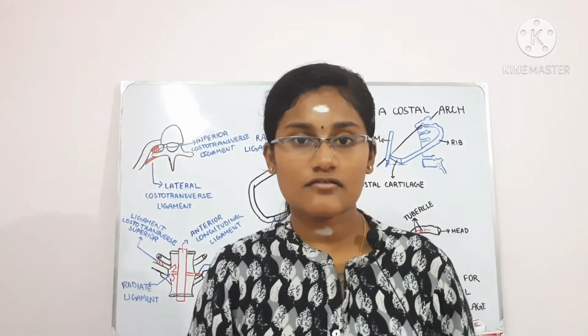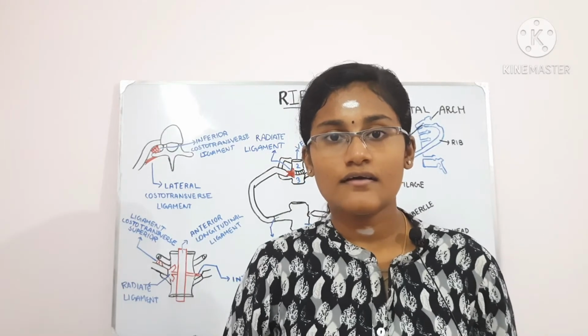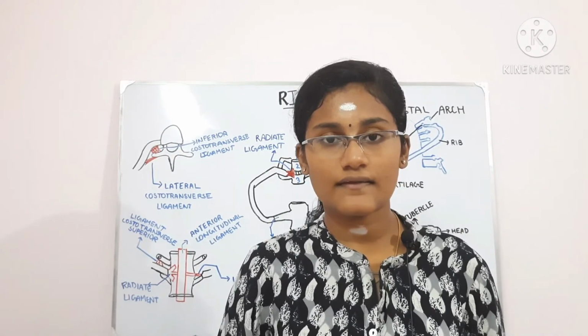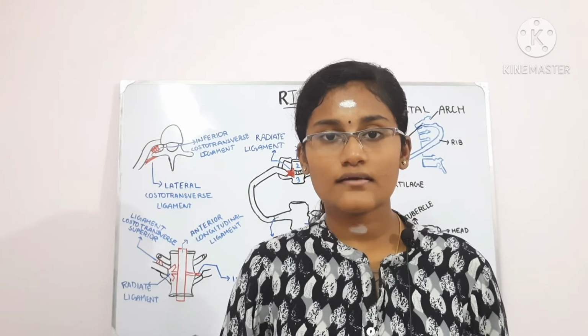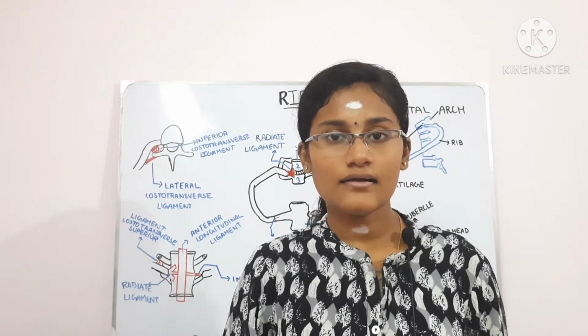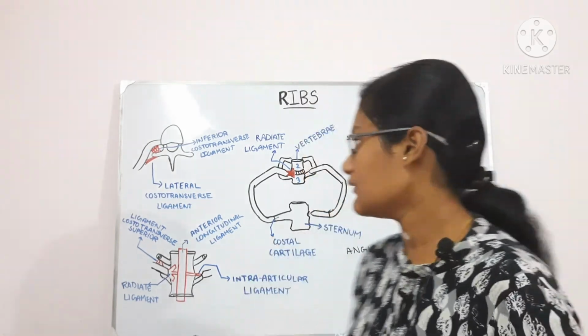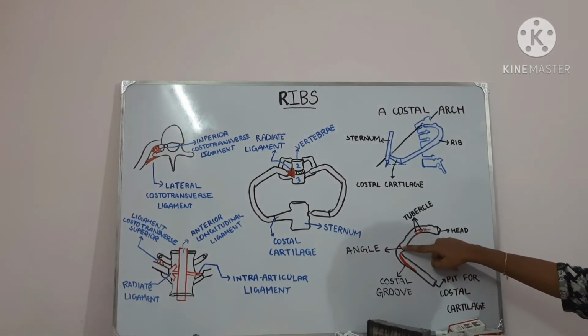Now let's talk in detail about the shaft. The outer surface of the shaft is the one that has the angle. An oblique ridge is present over the angle and it moves downwards and laterally. So this is the oblique ridge at the angle, and it moves downwards and laterally.